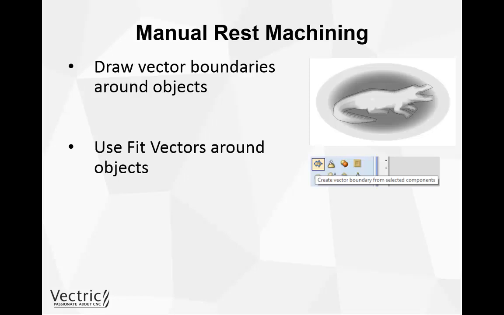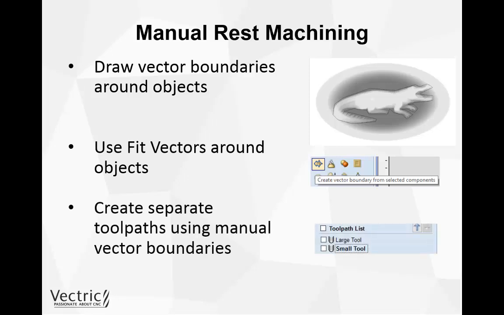And then once we've got our manually created vectors, we create the separate toolpaths using our manual vector boundaries. So we'd have a toolpath with our larger tool, and then we'd have a toolpath with our smaller tool, cleaning up the areas where the larger tool would not have been able to fit.